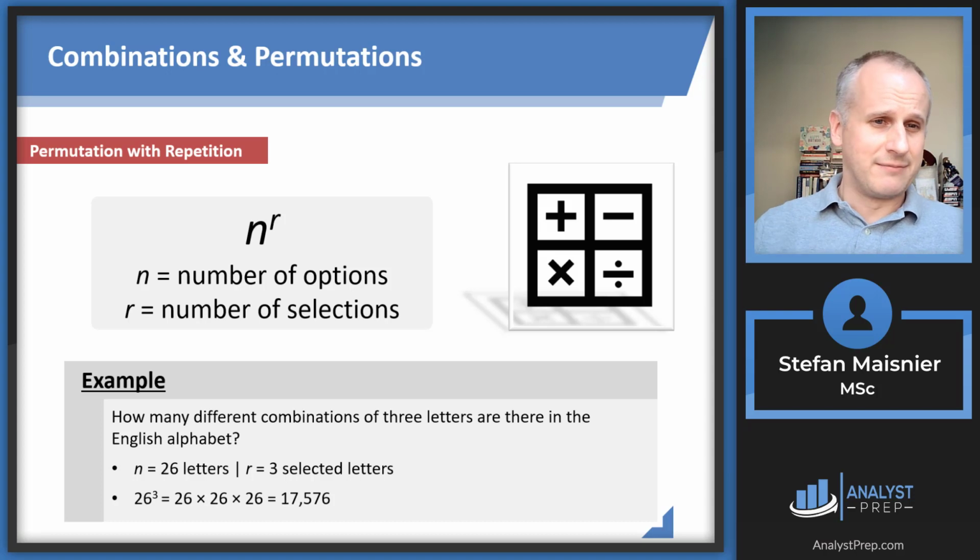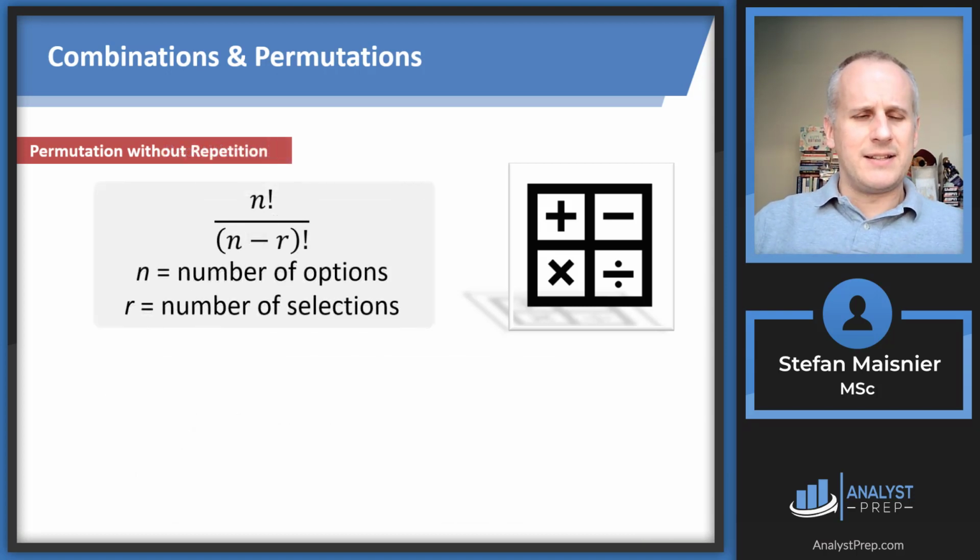17,576. Now, that's not really all that realistic of a GMAT problem, because it's too easy, to be perfectly honest. You just know it's 26 to the 3rd because you just have 26 letters for the first, 26 letters for the second, 26 letters for the third. It's a very simple choose principle concept.